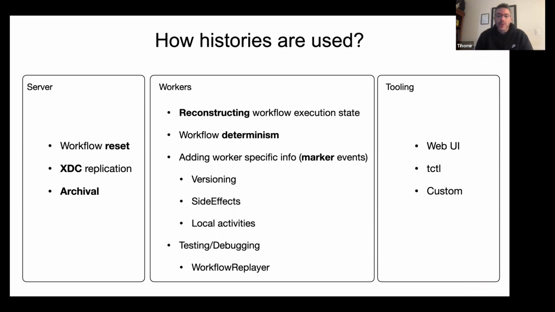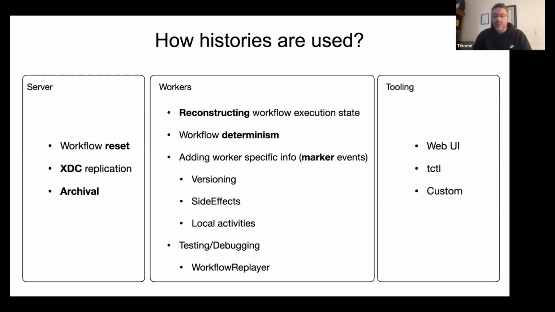Workers also use event history to add things called marker events, which are SDK-specific events that the server does not really understand but just blindly writes. They're used for things like versioning, or patching as it's called in some SDKs, and side effects, a feature where you can deterministically generate dynamic or random numbers. And then also for local activities, which are activities fully executed and managed by your SDK, compared to quote unquote normal activities. It can also be used for testing and debugging, especially when you want to introduce things like versioning or patching. The SDKs provide a workflow replayer via their test environment that uses workflow histories as well.